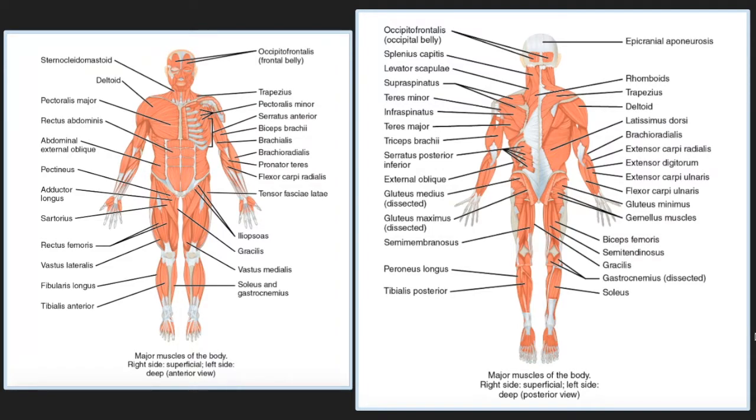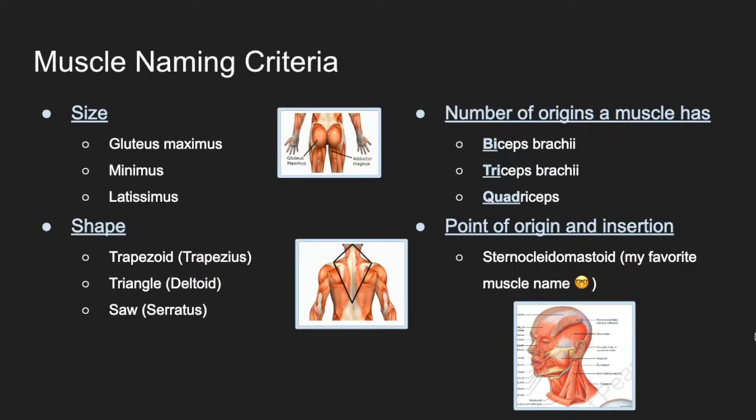So we're going to go through and talk about how they're all named. Some of the muscle naming criteria, there's a lot of them. There are 8, but they kind of go from large groups down to smaller groups of muscles. Most of the muscles in the body are named based on size. So you'll hear things like gluteus maximus. Most of us know that. That is our butt muscle, the bigger of the two. And then you'll hear gluteus minimus, so that's the smaller muscle of the two.